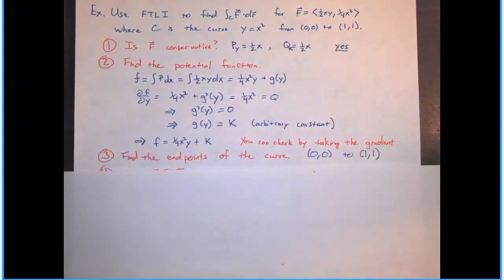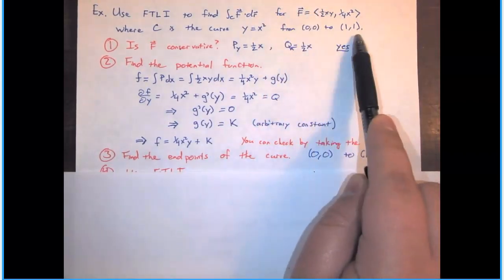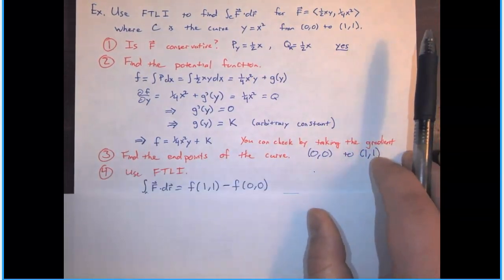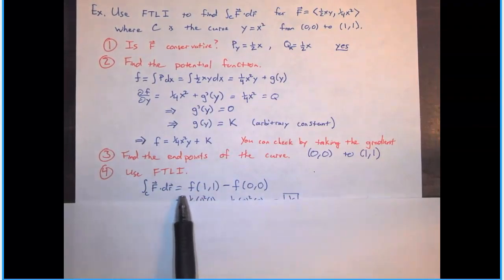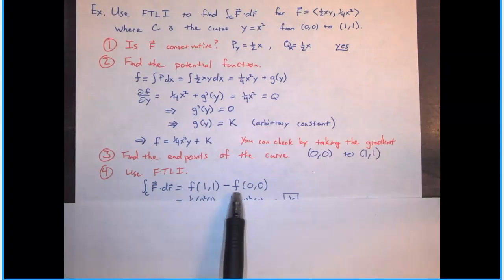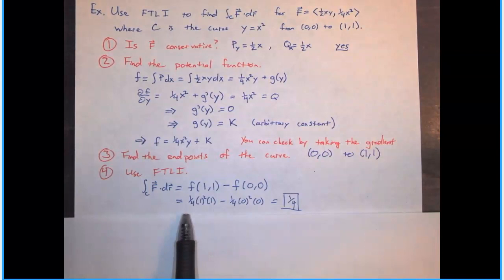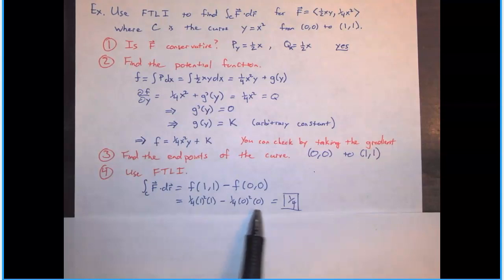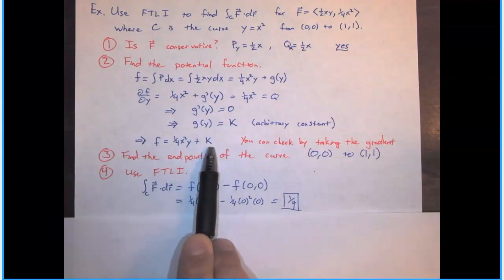I need to find the endpoints of my curve. Well, they're given to me. It says the curve goes from (0, 0) to (1, 1). So I'm starting at (0, 0), I'm going to (1, 1). I'm ready to evaluate this integral. The integral of F over this curve is lowercase f, my potential function at the endpoint, minus my potential function at the initial point. So if I plug in (1, 1), I get 1/4 times 1 squared times 1. I plug in (0, 0), I subtract 1/4 times 0 times 0, the answer is 1/4. And I don't need to consider this constant at all, it would cancel out anyway.